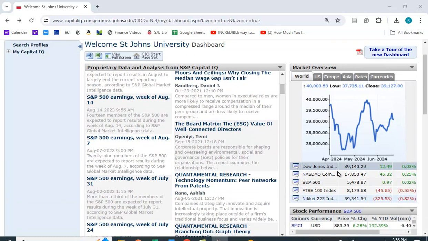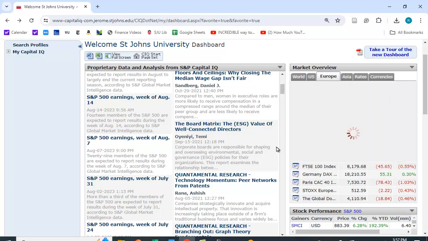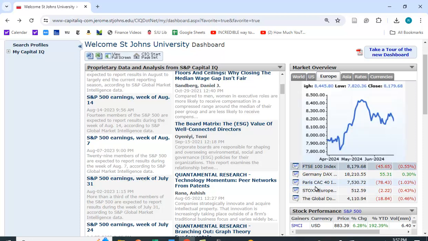But the more interesting thing, and here it gives you some overview of the markets, the world markets, the US markets, European markets, etc. A little bit slow connecting here, but there we go. US markets, European markets, so we can see the FTSE 100, the German DAX, Paris, etc.